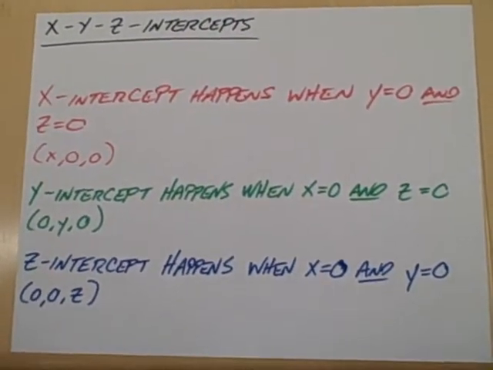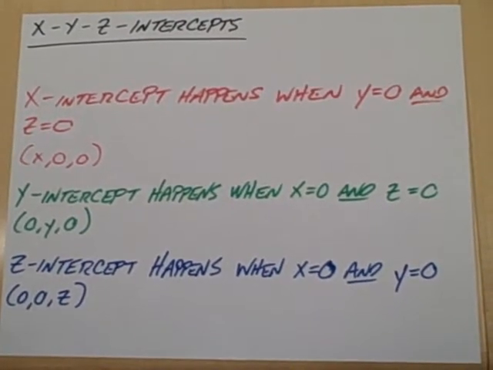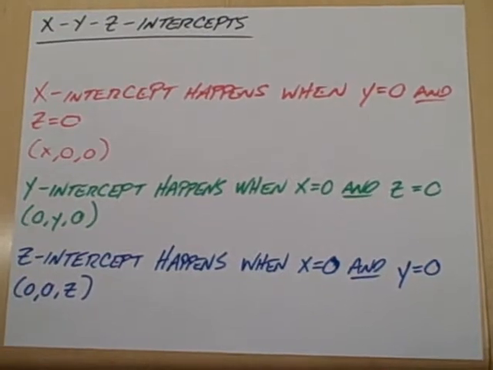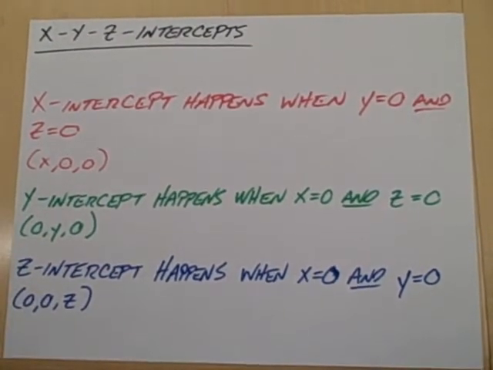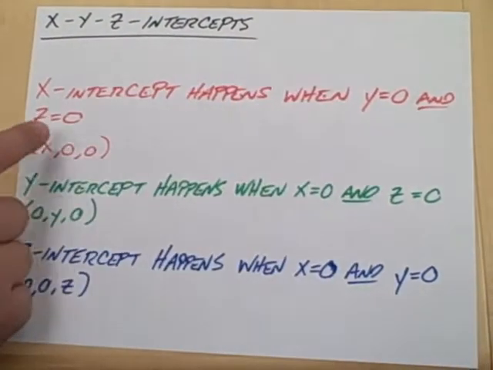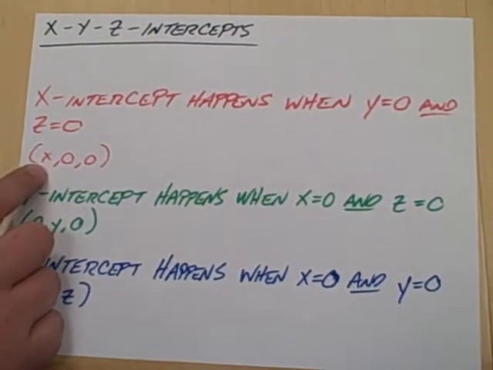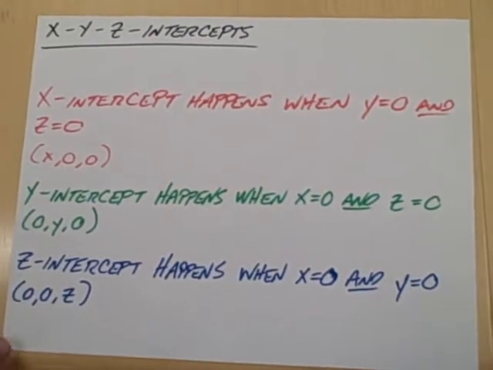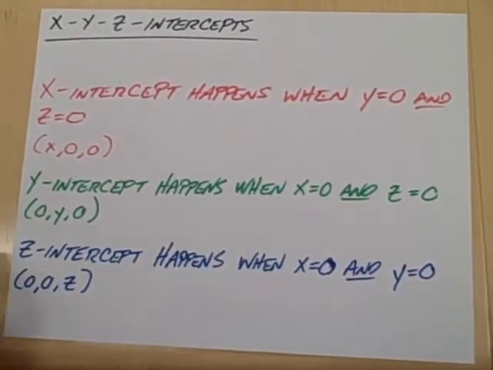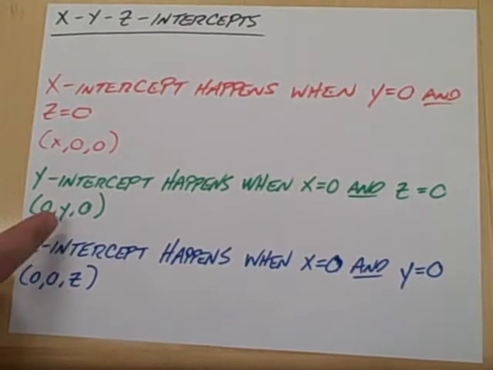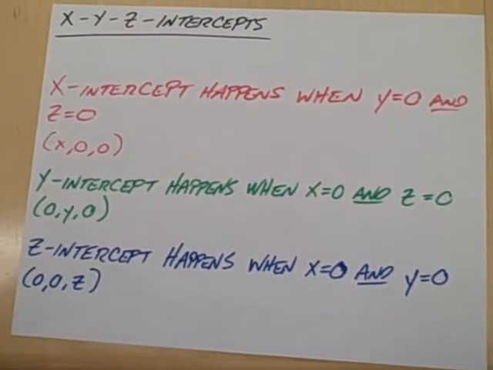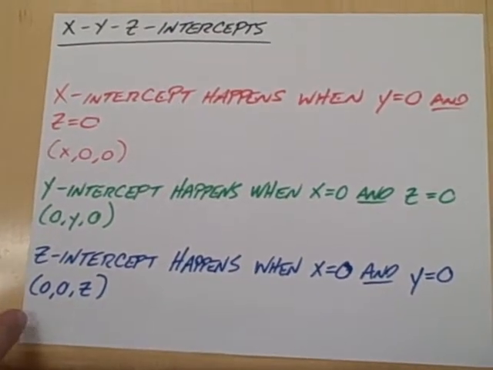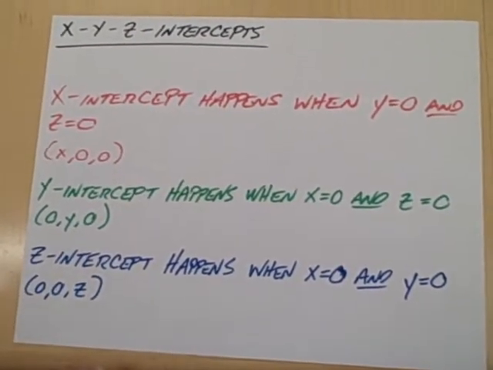Now, just like in 2 dimensions, we have x-intercepts, y-intercepts, and now we also have z-intercepts. And the analog is pretty much the same. The x-intercepts occur when y is 0 and z is 0, so our ordered triple is going to be (x, 0, 0). The y-intercept happens when x is 0 and z is 0, so our ordered triple is going to be (0, y, 0). And the z-intercept occurs when x is 0 and y is 0, so our ordered triple is going to be (0, 0, z).